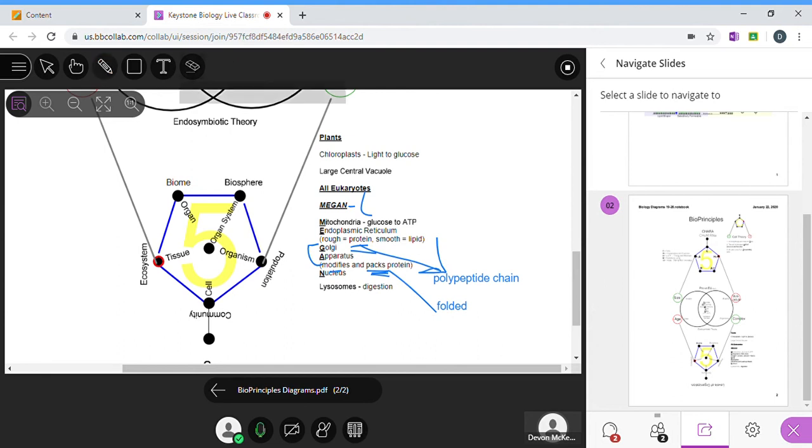So we start up here with the endoplasmic reticulum and Chef Ribosome. And Chef Ribosome, being a chef, reads recipes. What recipe? Messenger RNA. Messenger RNA is the recipe sent to Chef Ribosome. Where do you find Chef Ribosome? In the rough endoplasmic reticulum. Yes, it's kind of a rough neighborhood, but it's where the best protein comes from.